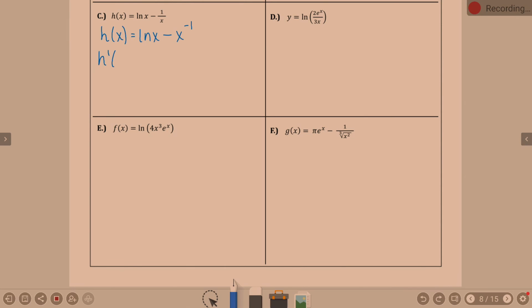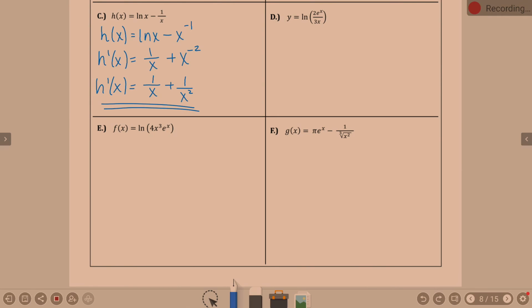Derivative of natural log of x is 1 over x. Now we're back to the power rule from earlier. Minus 1 times minus is going to make it plus x to the negative 1 minus 1, negative 2. Or h prime of x is 1 over x plus 1 over x squared. Okay.